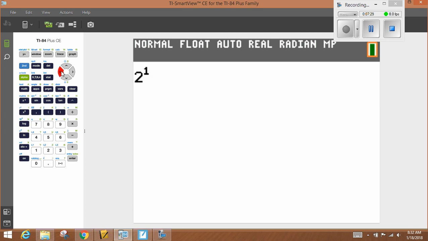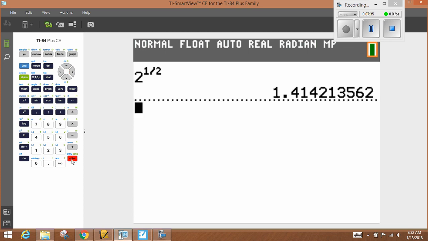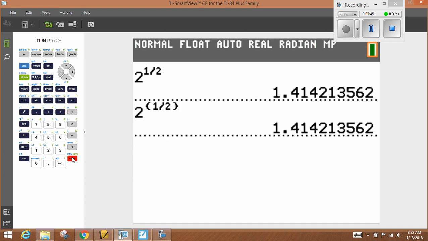Some of you, if you don't have the operating system that puts it up into the power like that, might have to write it like this, put it in parentheses. And you'll get the same thing. Sometimes, if you have like an 83 calculator, it'll say 2 and then the caret. You have to put that 1/2 in parentheses or you won't get the right answer.